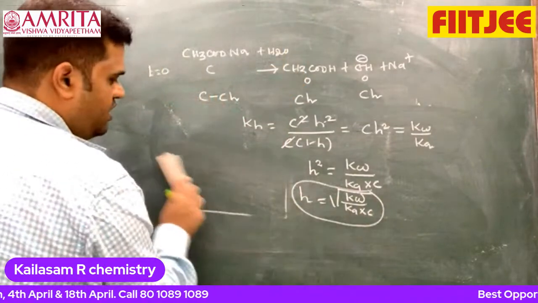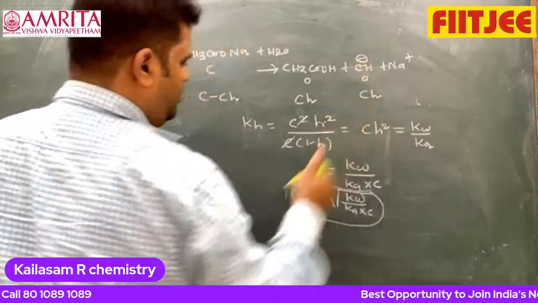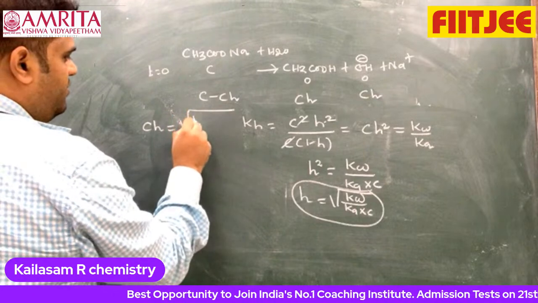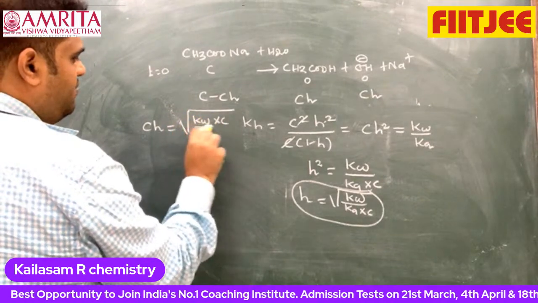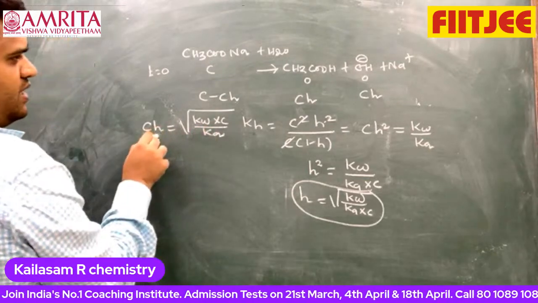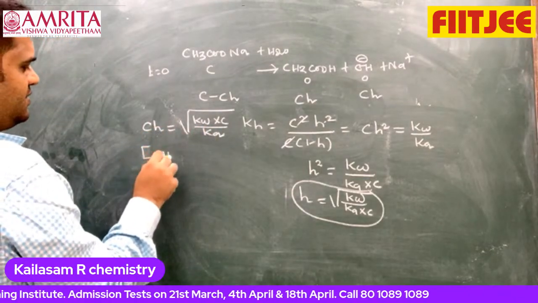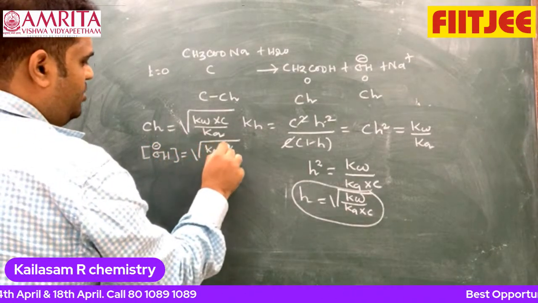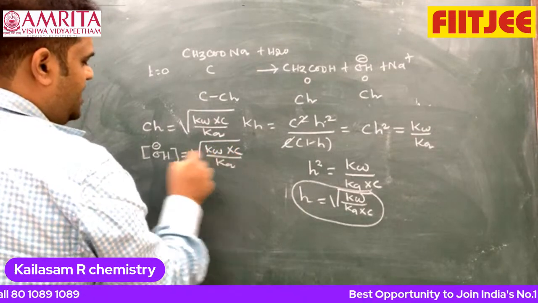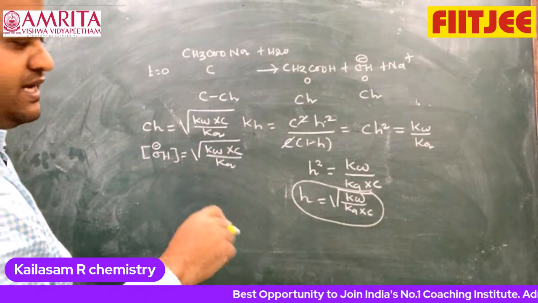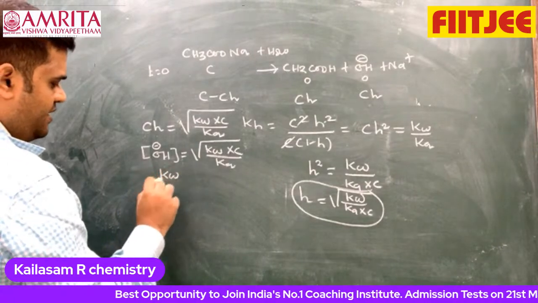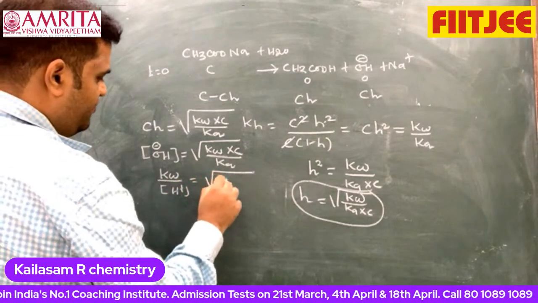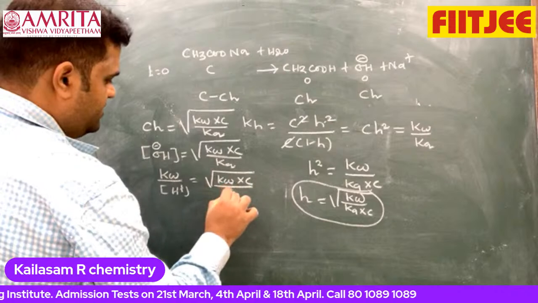Now multiplying by the concentration C on both sides, Ch is equal to [OH⁻], and we write Ch is equal to root of Kw into C by Ka. What is Ch? It is the OH⁻ concentration, equal to root of Kw into C by Ka. Now I write that [OH⁻] is Kw by [H⁺], which is equal to root of Kw C by Ka.